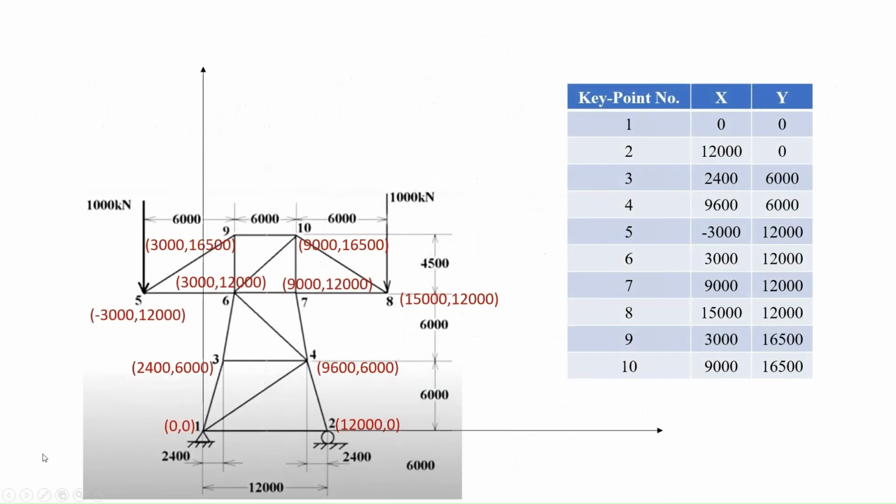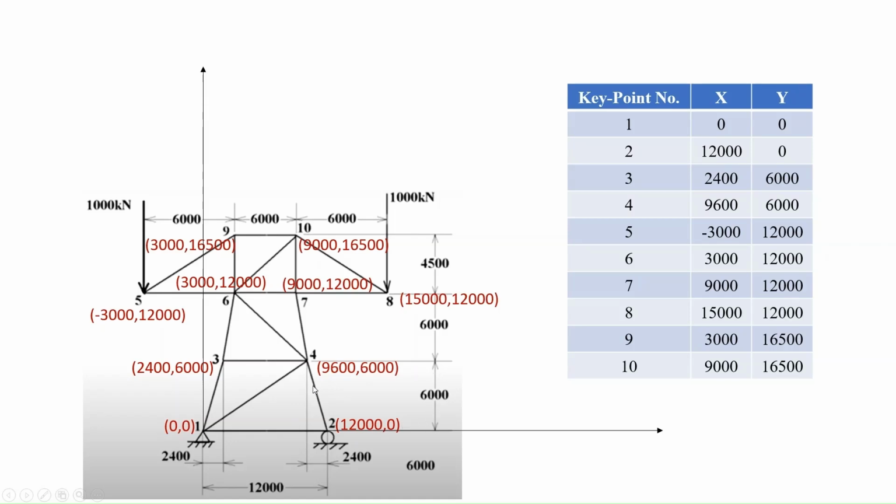So we'll assume that key point 1 is at the origin. So you can just see that at the origin, the coordinates are 0, 0. And from the origin towards the right hand side, the maximum width of the power transmission tower here is 12,000. So here it is 12,000, 0, because the y coordinate is 0.